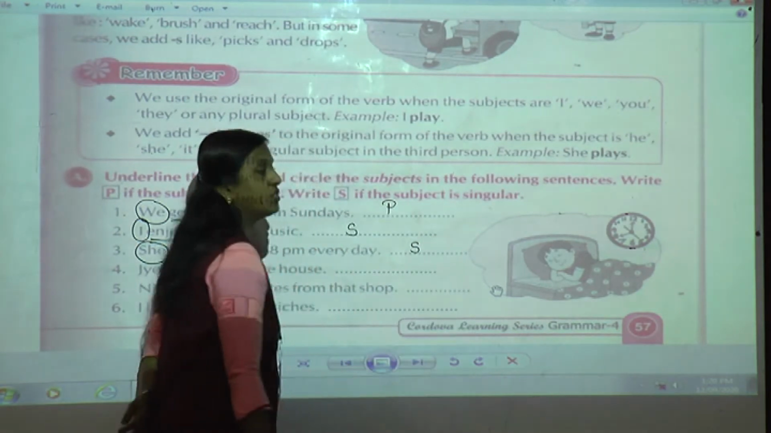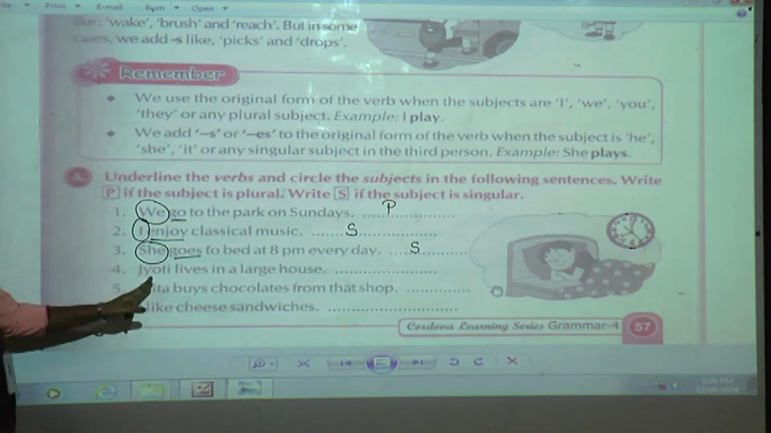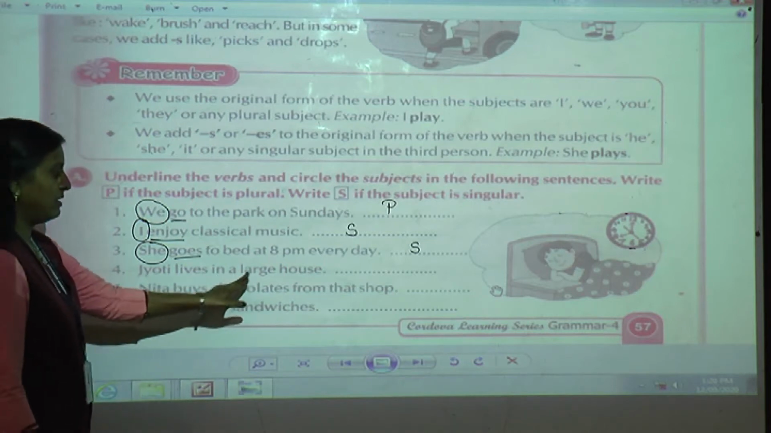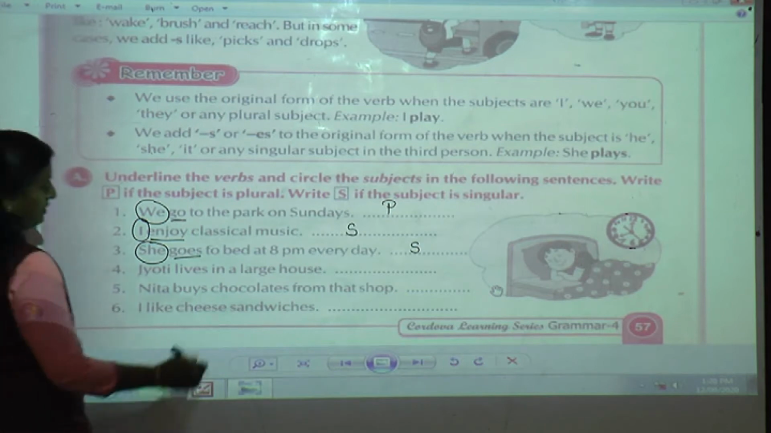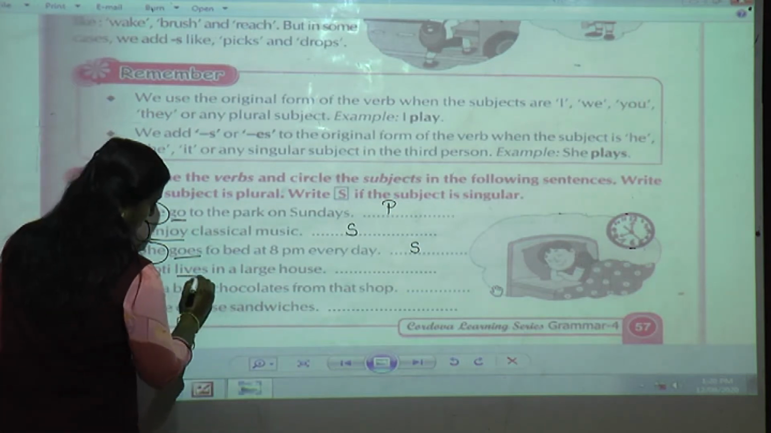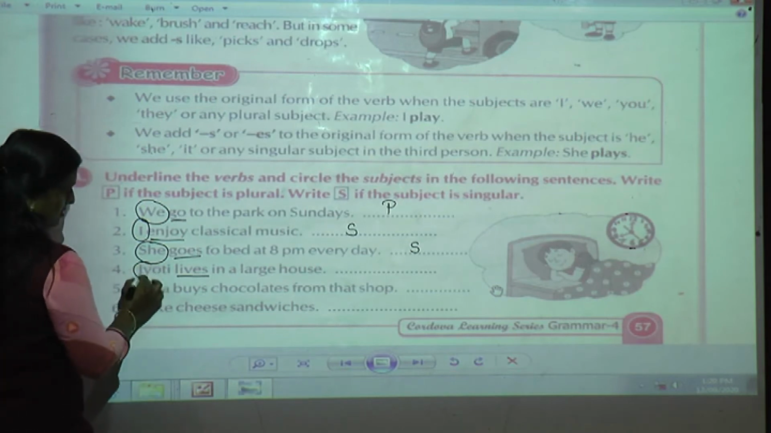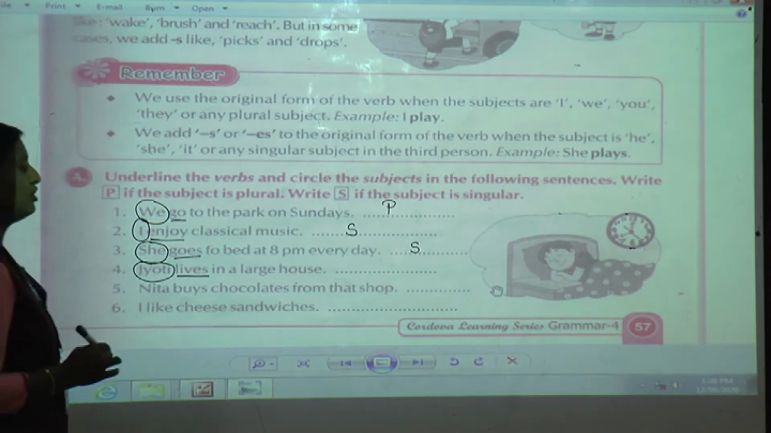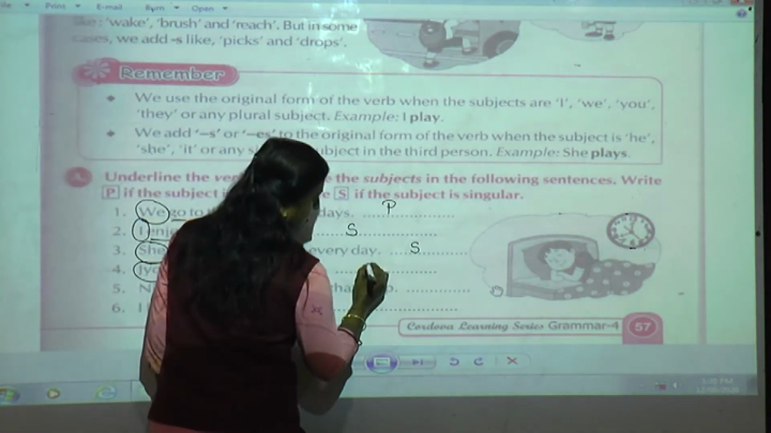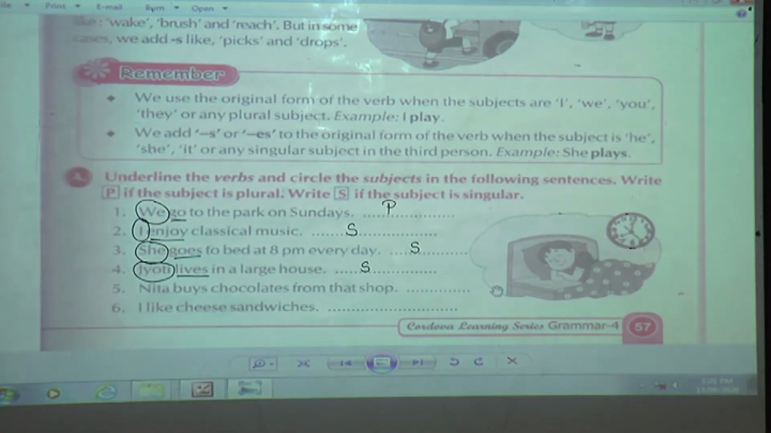As we have learned in the singular plural lesson, what is singular and plural? Jyoti lives in a large house. What is the verb over here? Lives. What is the subject? Jyoti. That I am going to circle. So Jyoti is singular or plural? Yes, it is singular. Done? So in this way you have to do it.